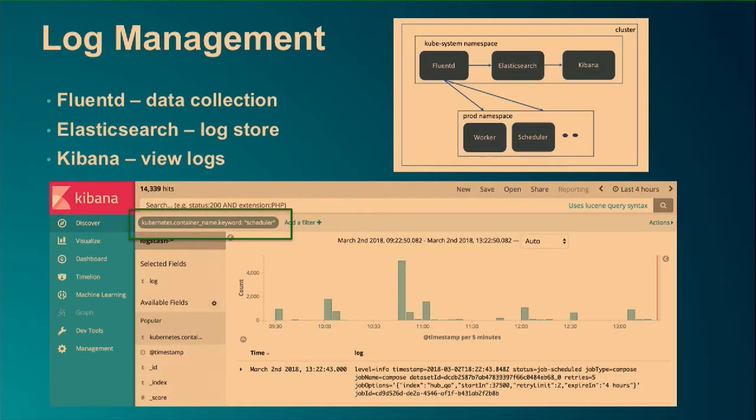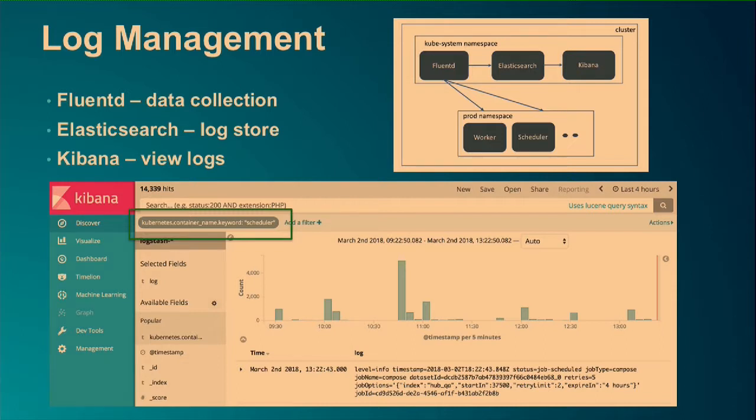So for log management, we use a combination of Fluentd, Elasticsearch, and Kibana. Fluentd is a data collection app. It collects logs from various containers and enriches those logs by adding some metadata like Kubernetes pod name, node name, container ID, and timestamp, and so on. It basically collects all that data and puts it into an Elasticsearch log store.